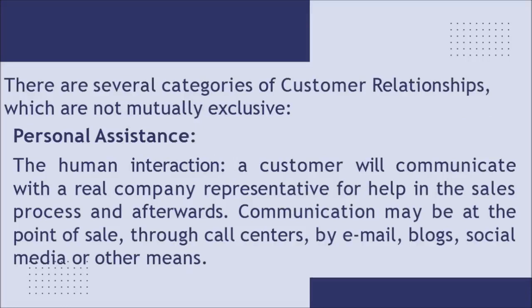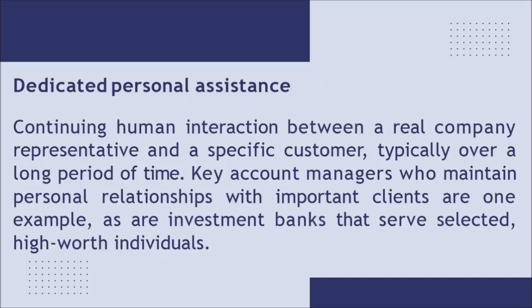There are several categories of customer relationships which are not mutually exclusive. Number one is personal assistance. This is human interaction, where a customer will communicate with a real company representative for help in the sales process and afterwards. Number two is dedicated personal assistance, continuing human interaction between a real company representative and a specific customer, typically over a long period of time.